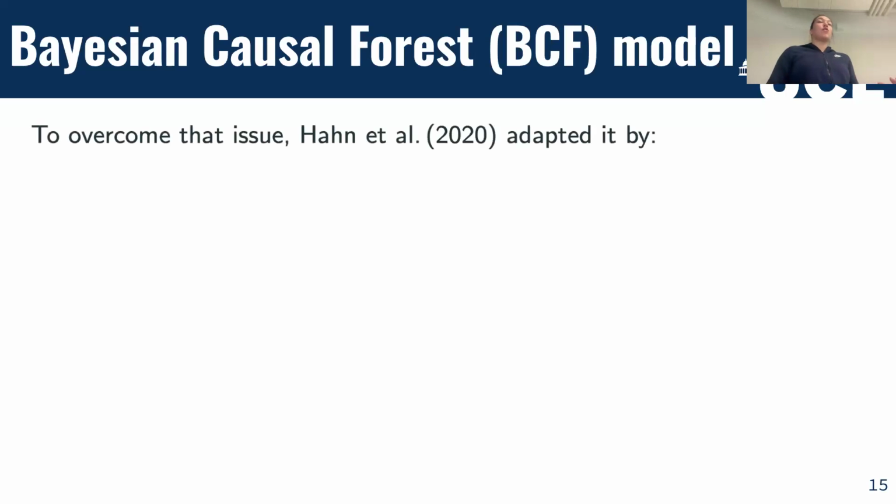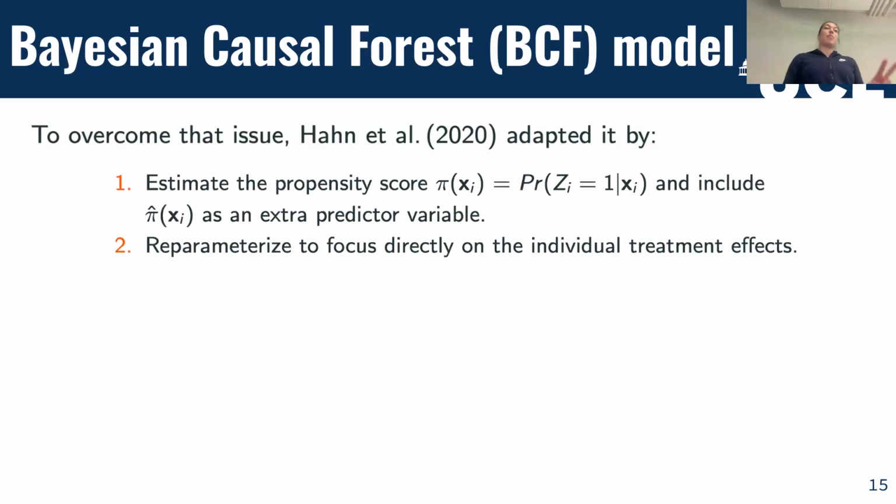So what was done to overcome that issue? The authors of the BCF paper, the Bayesian Causal Forests model, adapted it by doing two things. They estimated the propensity score. Remember, that was the probability that you're going to get treated given your characteristics. And then they include that estimate as an extra predictive variable. Then they also reparameterize to focus directly on the individual treatment effects.